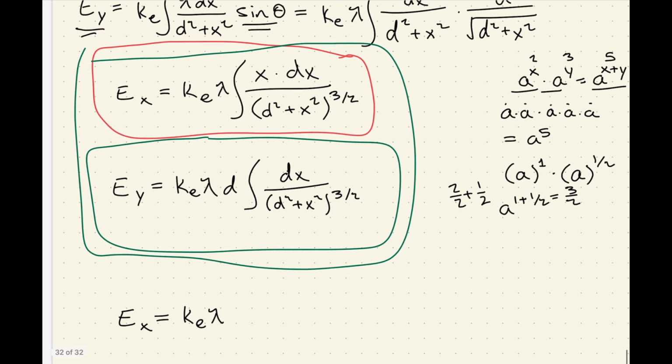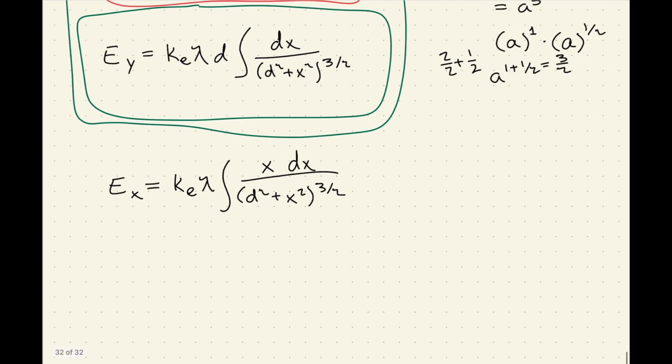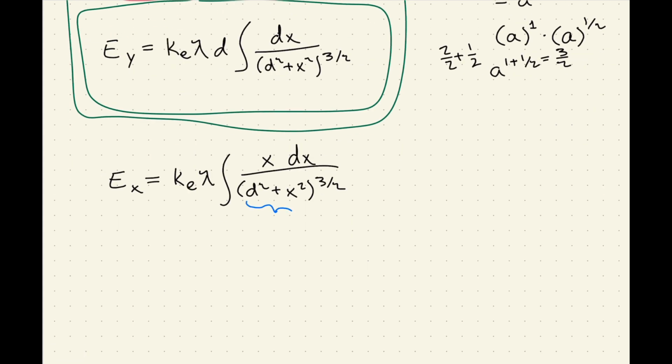And I think I can actually solve one of these on my own. So this one here, we have d squared plus x squared to the 3 on 2, and we have an x dx here. So what I can see is I can take this bottom thing as u. u is equal to d squared plus x squared.